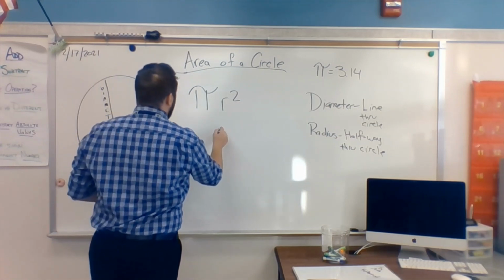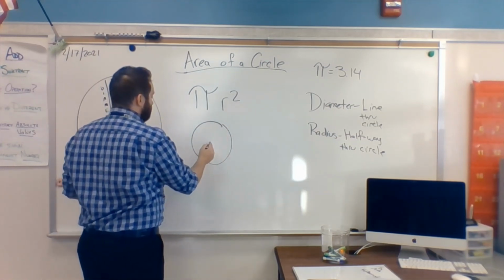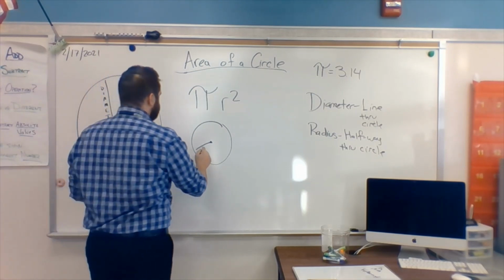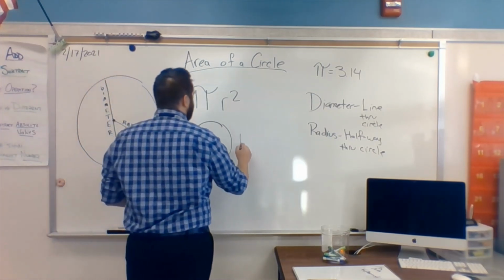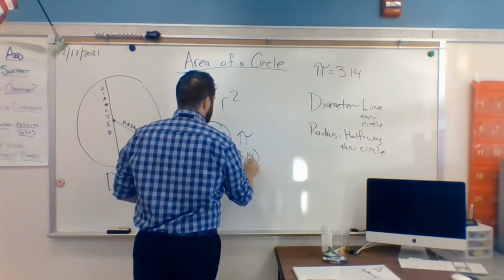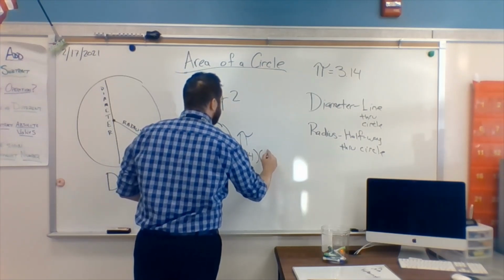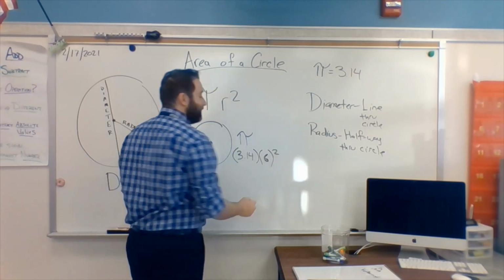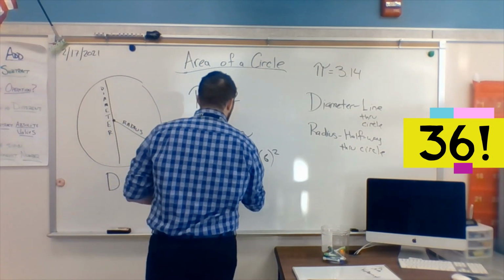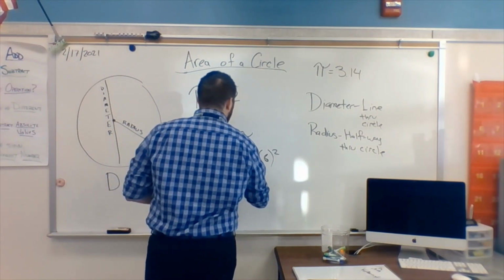All right, so circle. My radius, which is my half distance across the circle, is 6. So pi, which in this case is 3.14, multiplied by 6, but first that has to get squared. 6 times 6, very good, 36. So I have 3.14 times 36.